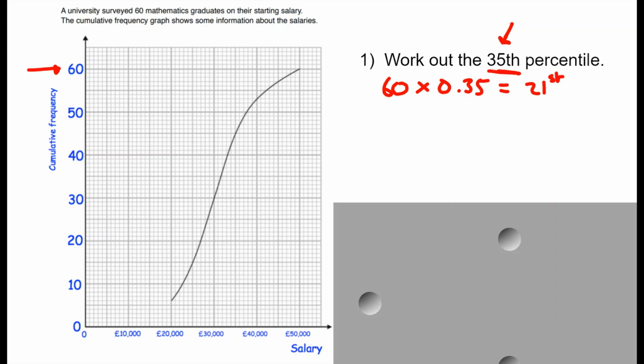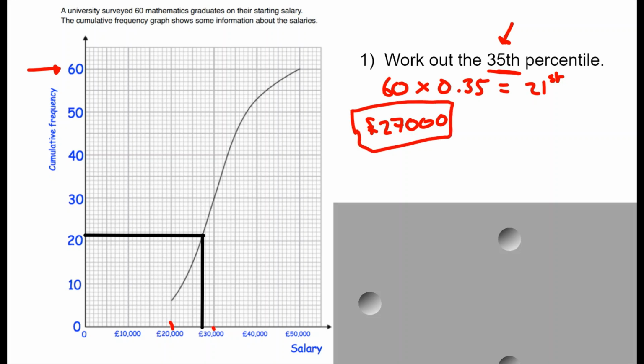So we get our ruler, find where 21 is on our cumulative frequency, draw across, and draw directly down and read it off. So if I've drawn that down, we've got 20,000 here, 30,000 is here. I think that's £27,000. So our 35th percentile is 27,000.